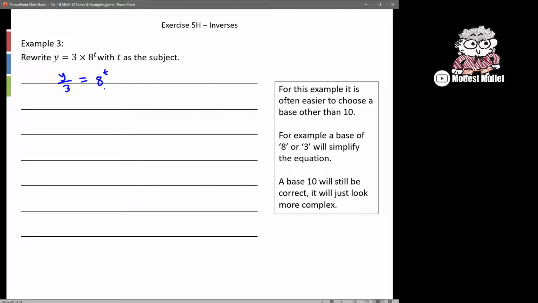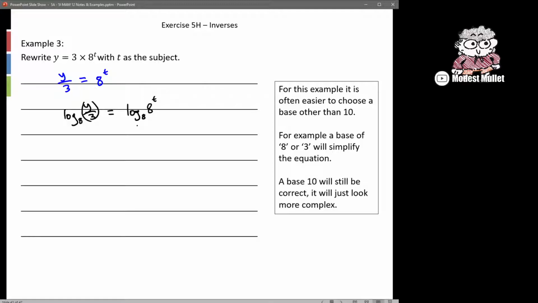Now, you could do log base 10. You could do log base e to undo it, but it's much simpler to choose the base of what's under the exponent. It will make your life a lot easier. You can technically do log base 10 and then change bases and all sorts of things, but this is a much simpler way to go about it. So from here, we're just going to take the log base 8 of both sides. So we get y on 3 is equal to log base 8 of 8 to the t.